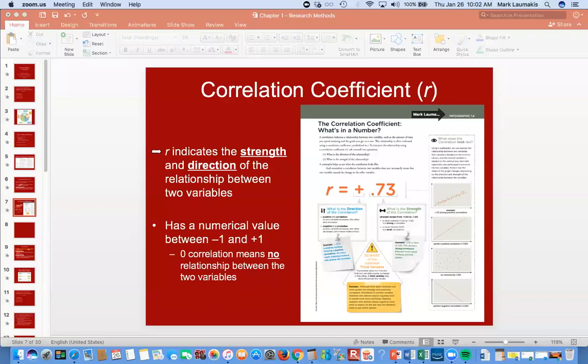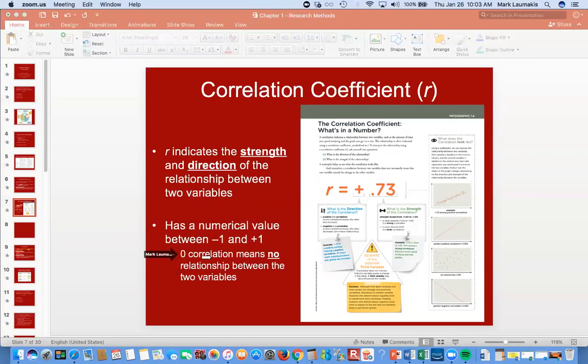The correlation coefficient, as it says on the left side here, indicates the strength and the direction of the relationship between two variables. We're going to pull this apart in a second. It always has a numerical value that falls between -1 and +1. It can't be smaller than -1. It can't be bigger than +1. Just mathematically, trust me, that's the way it works. So if you ever see one that's smaller than -1 or bigger than +1, something's wrong.